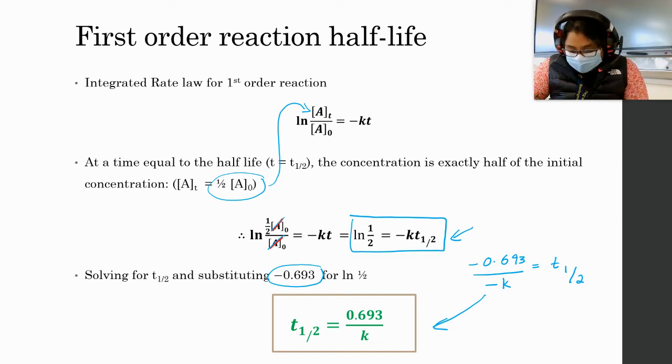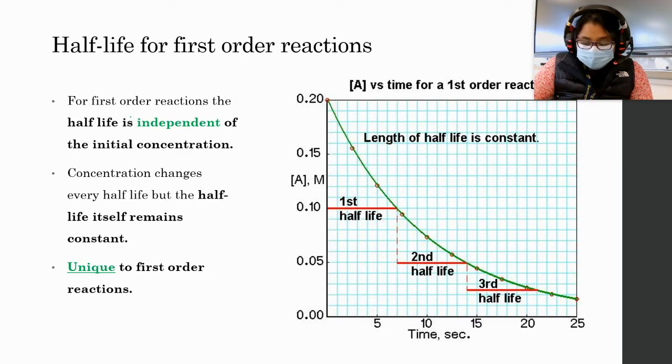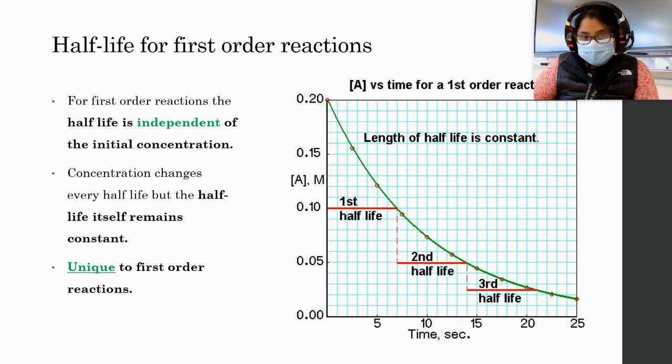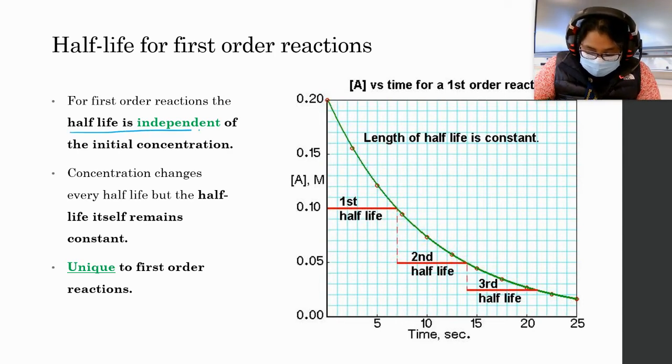Now, this is basically saying that your first order reaction half-life is independent of the initial concentration. So let's look at this graph and then I'll tell you how to interpret a set of data that's given about half-life. So for first order reactions, the half-life is independent of the initial concentration.